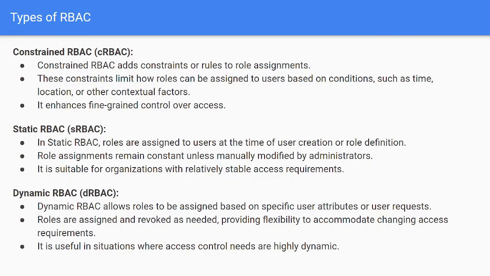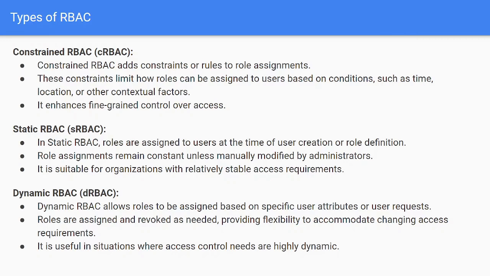So basically the constraint role-based access control is based on rules and regulations. So the rules have been created, but based on certain conditions, the user can be assigned to the role. Then we have the static role-based access control. In static role-based access control, roles are assigned to users at the time of user creation or role definition. Role assignment remains constant unless manually modified by the administrator. It is suitable for organizations with relatively stable access requirements.